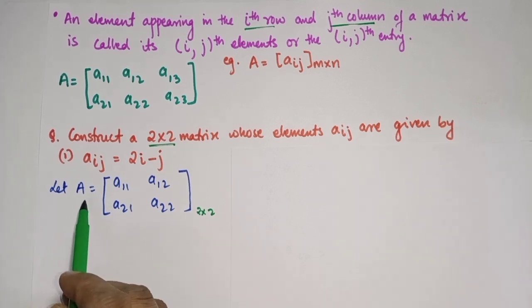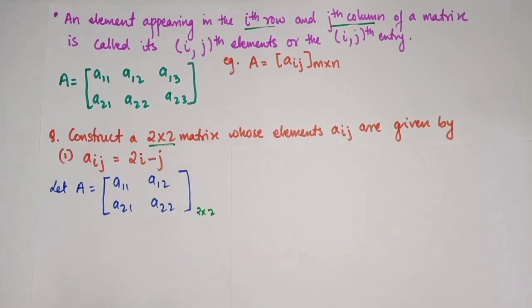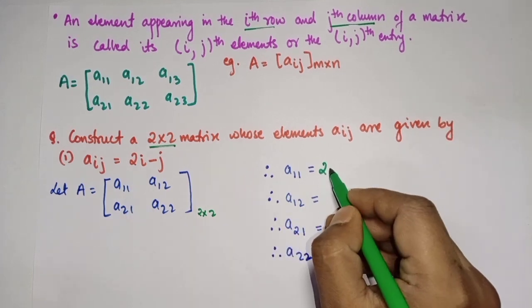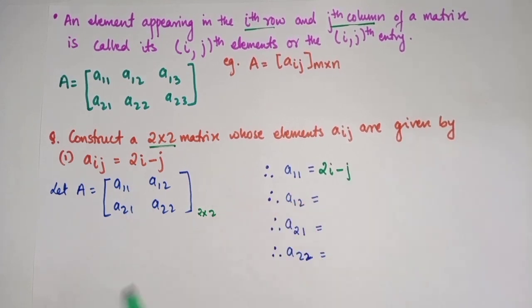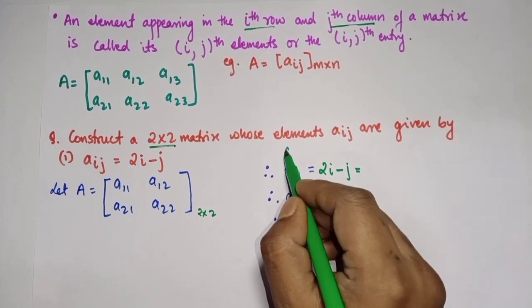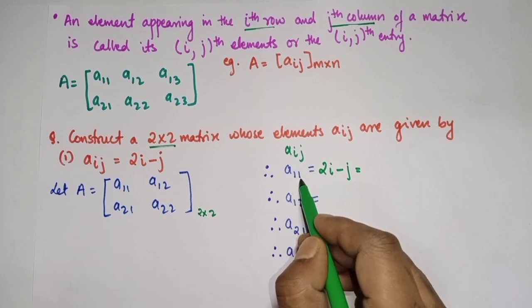Capital letter always. There is a difference between matrix and matrices: matrix is the singular form, matrices is the plural form. Now we have to find the values of A11, A12, A21 and A22. I have written A11 here. How can we get A11? What is the formula? 2i minus j, as they have given us. What is the value of i? The first letter is i, the second letter is j, as I told you for Aij.